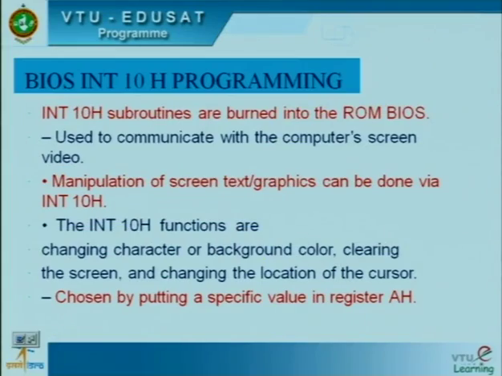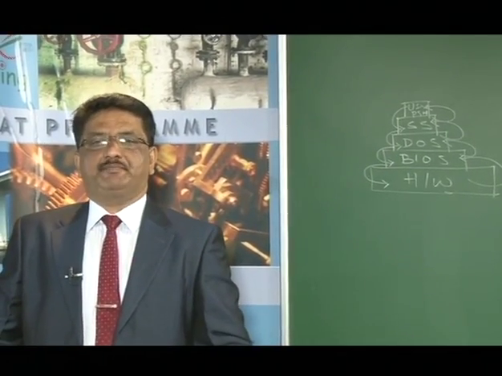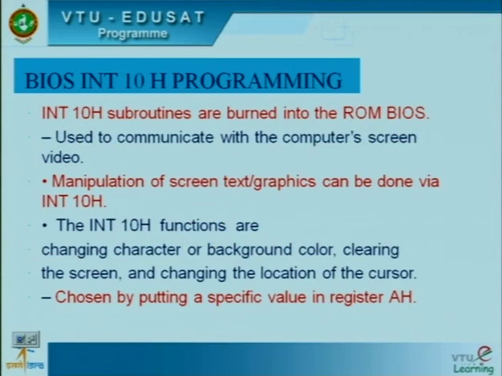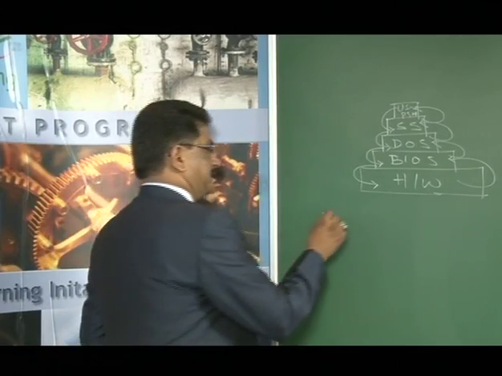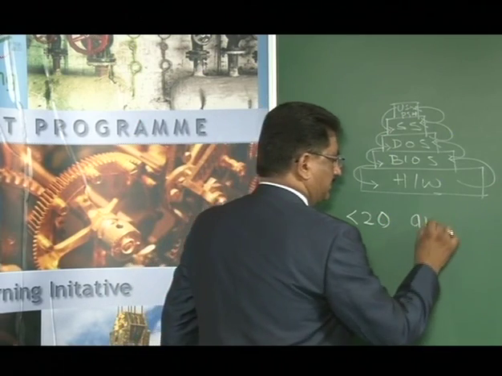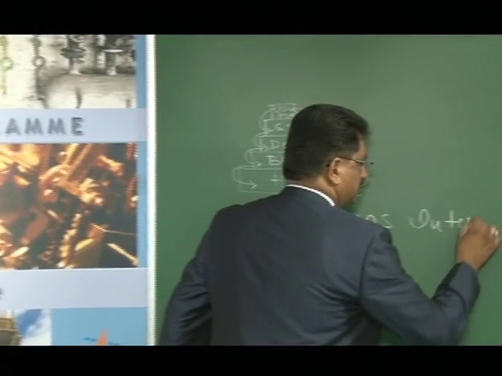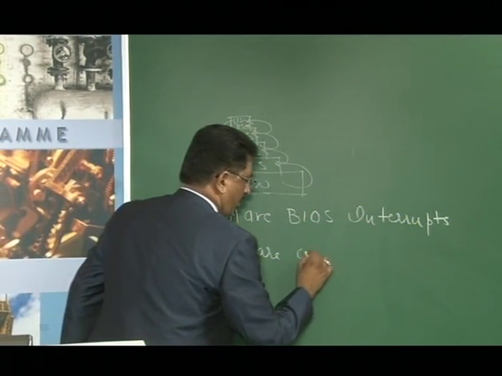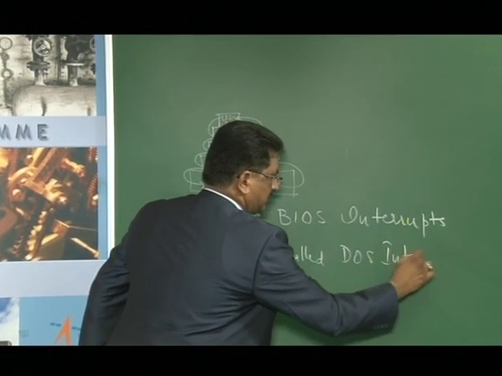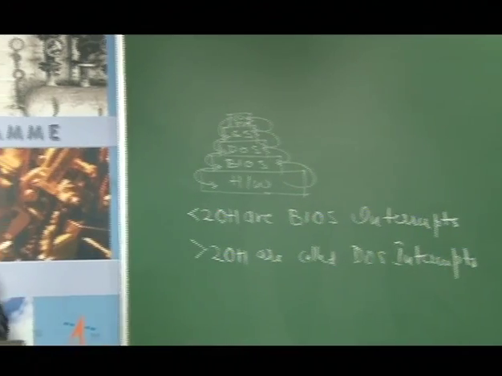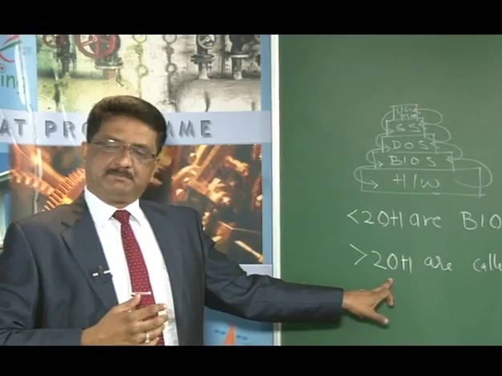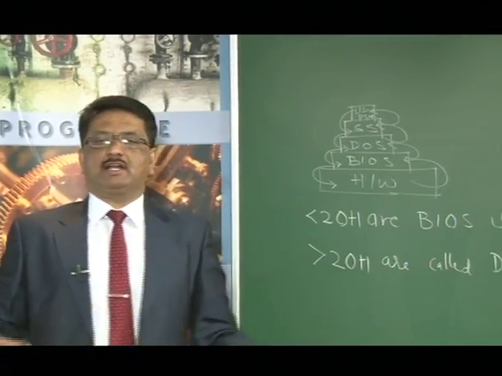Now, BIOS is the basic input output system, which is burnt in ROM, read only memory. So, Int 10H subroutines are burned into the ROM BIOS. My dear students, remember that interrupts less than 20H are called BIOS interrupts, and interrupts greater than 20H are called DOS interrupts. Remember this throughout your life. Suppose I say Int 6H, Int 7H, Int 8H, Int 10H, or Int 12H, all of them come under BIOS interrupts. And if an interrupt number used in my program crosses 20H, that is 21H and above, these are your DOS interrupts.